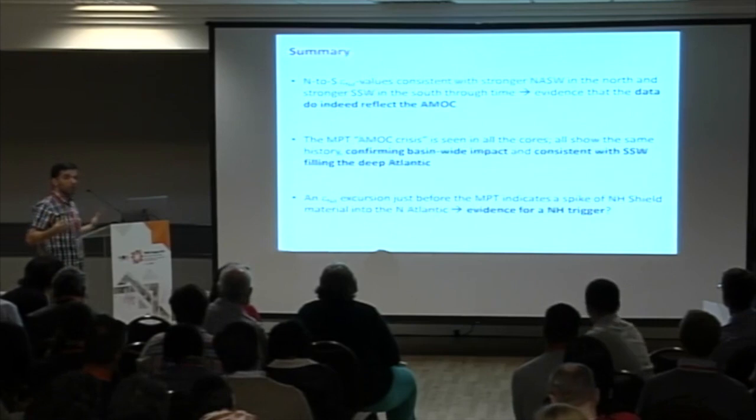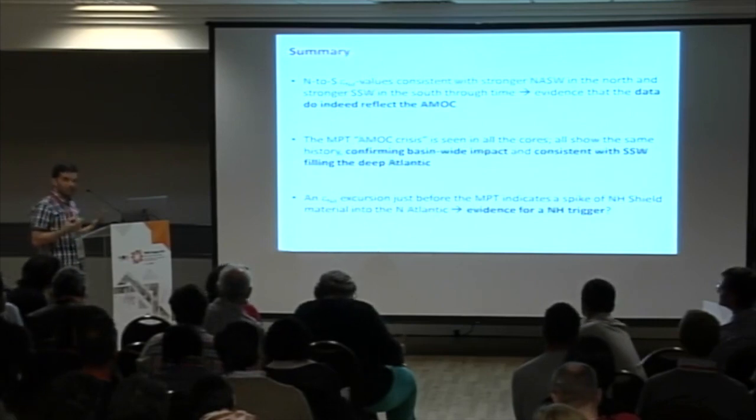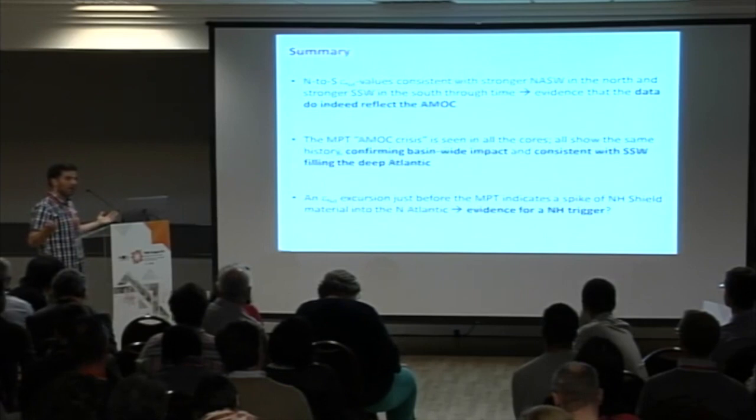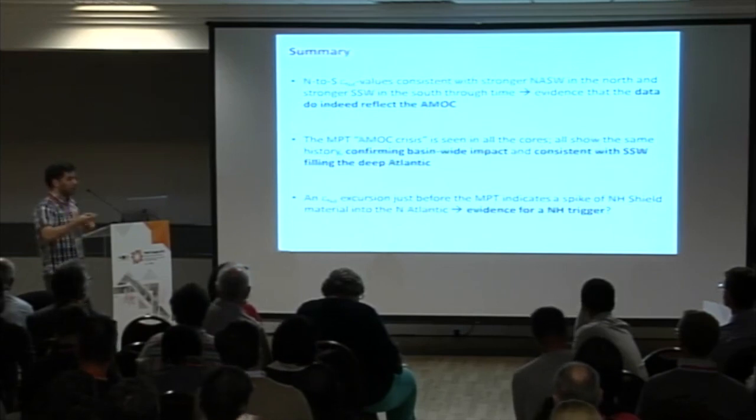So just to sum up, I want to say that north to south epsilon neodymium values are consistent with the stronger North Atlantic source waters, and this is strong evidence that the data do indeed reflect the AMOC changes through time. The MPT AMOC crisis is seen all across the entire Atlantic, and it confirms a basin-wide impact and is also consistent with the arrival of southern source waters after the MPT into the North Atlantic.